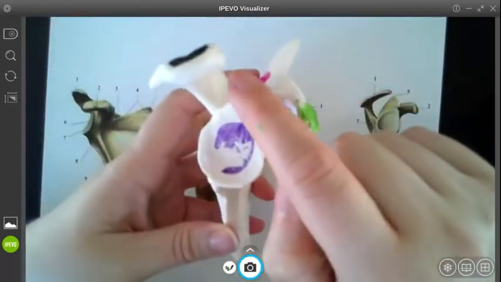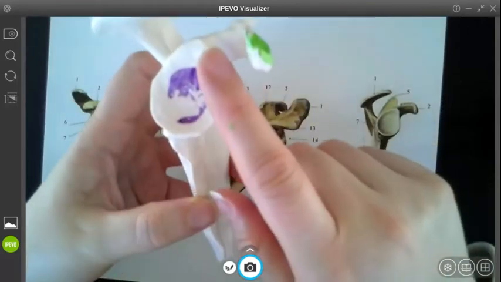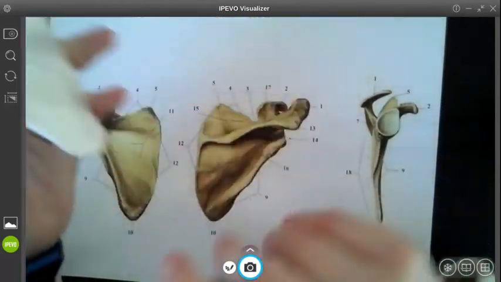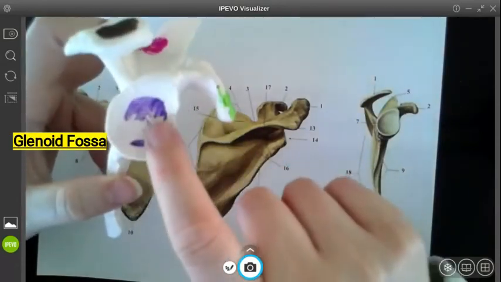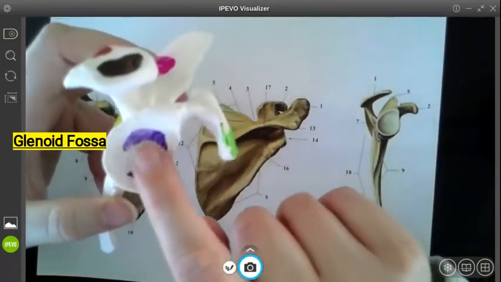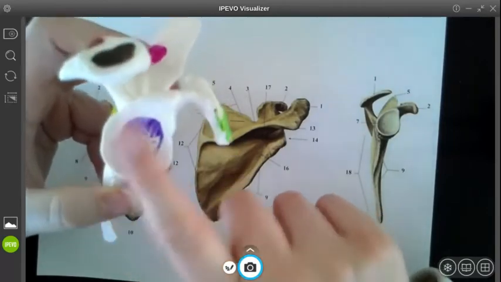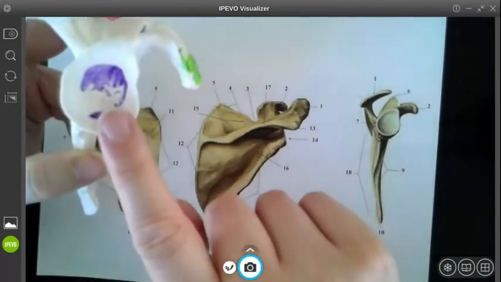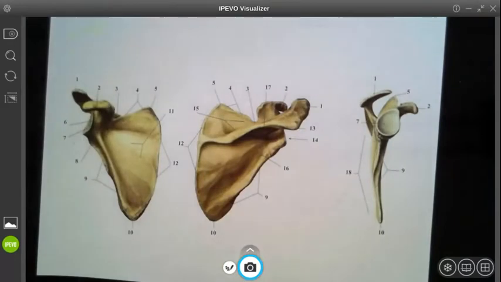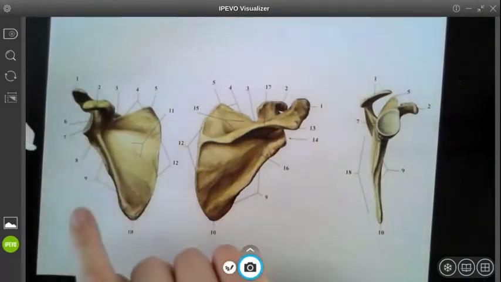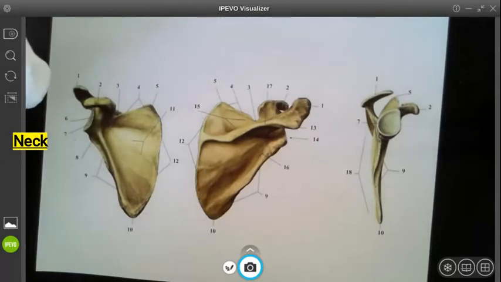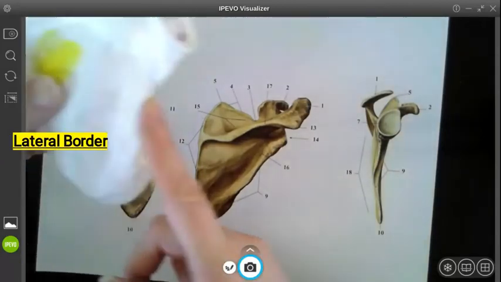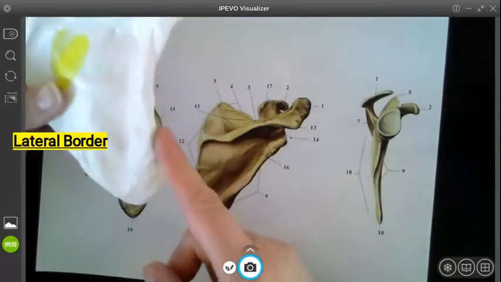If you look at this, it's the structure right here, the lateral angle. This is the outside. Number seven is pointing at this right here. This is the glenoid fossa. This is actually where the humerus fits in with the scapula to make your shoulder. Number eight is right here at the neck of the scapula. Number nine is the lateral border.